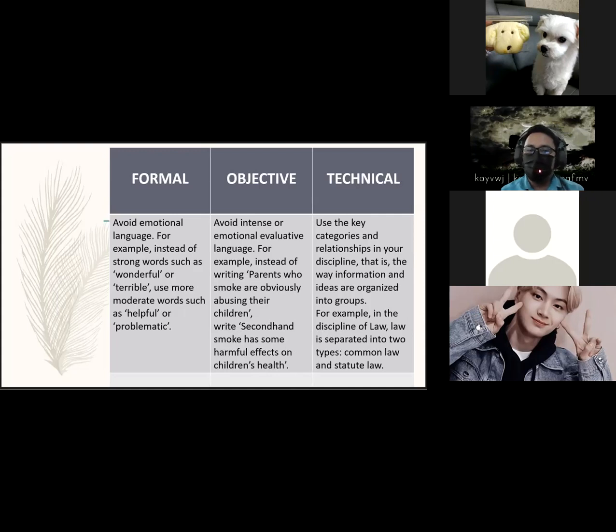Parents who smoke are obviously abusing their children. That is too direct. So we should be objective here. Secondhand smoke has some harmful effects on children's health. So when it comes to technical, yun pa rin naman yan, technical terms din yan for the different disciplines.